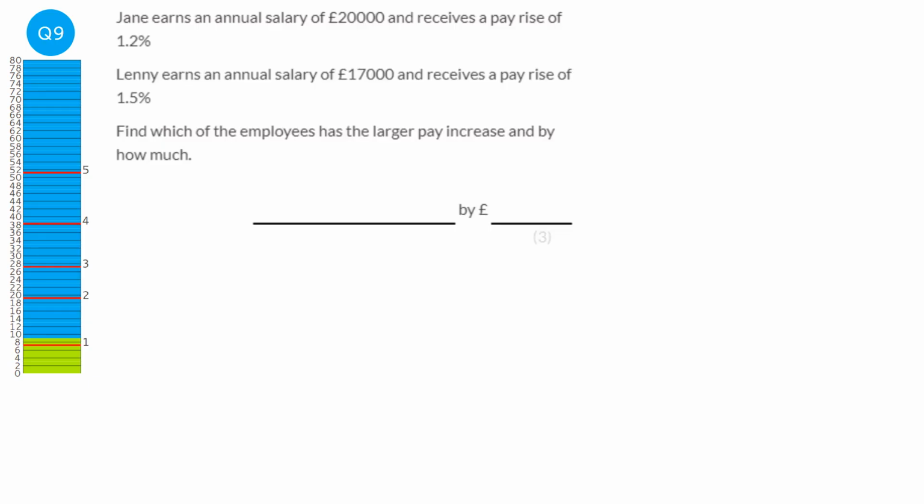So firstly, we're going to work out what the percentage increases are as a multiplier. So we start off with 100%.